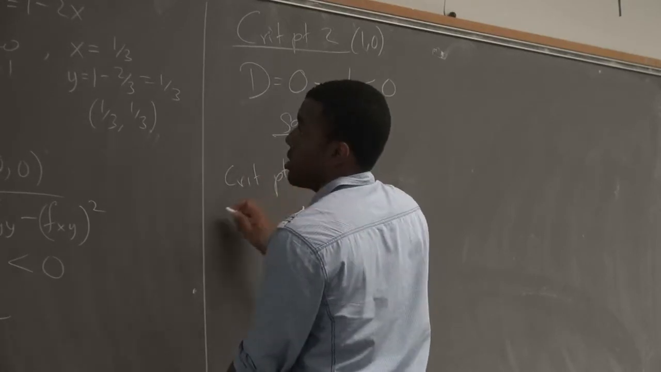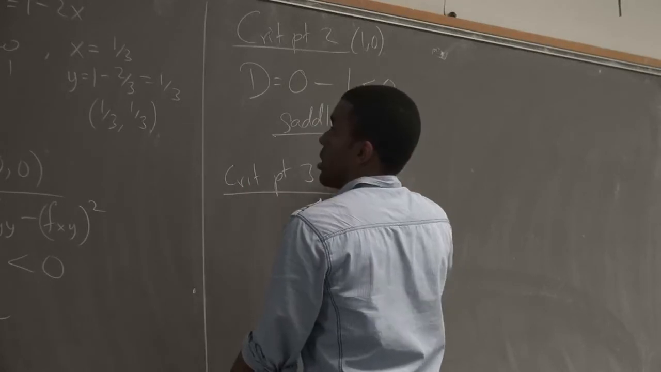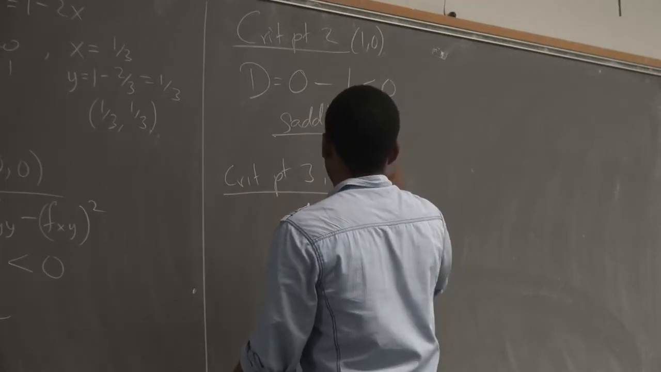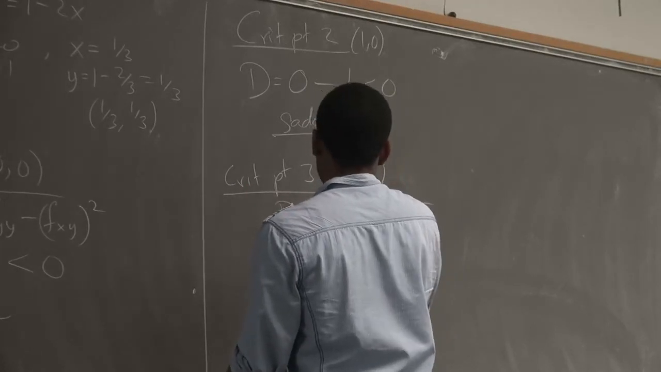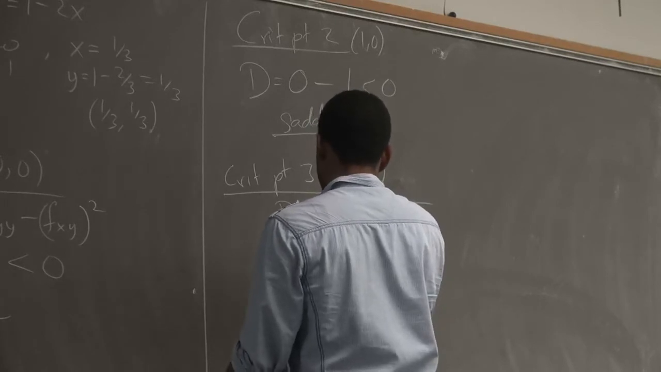Critical point 3, I can take 0, 1, and D was less than 0 as well, right? And that was a saddle again.